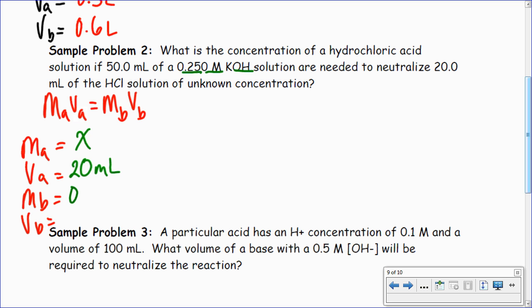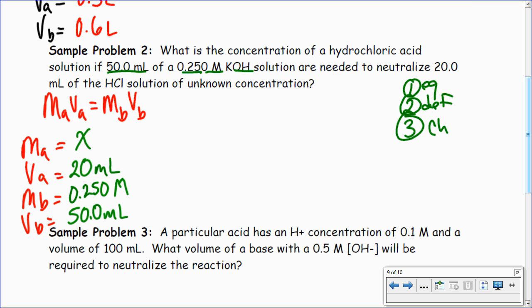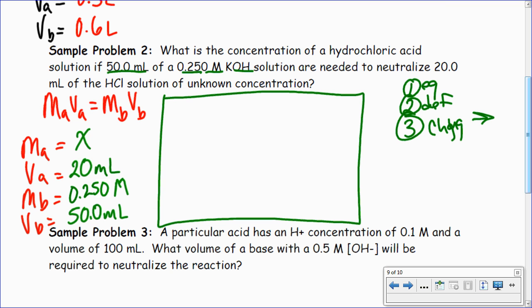0.250, capital M for molar. And the volume of the base. 50 mils of that solution was neutralized, so we got 50.0 mils there. So we have done 1, we wrote our equation. 2, we defined our variables. 3, chug is U. You do it. Show me that you have the math skills there.